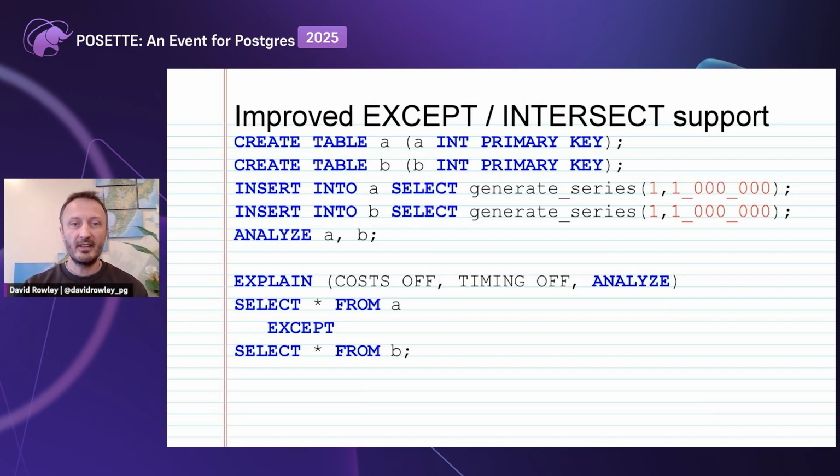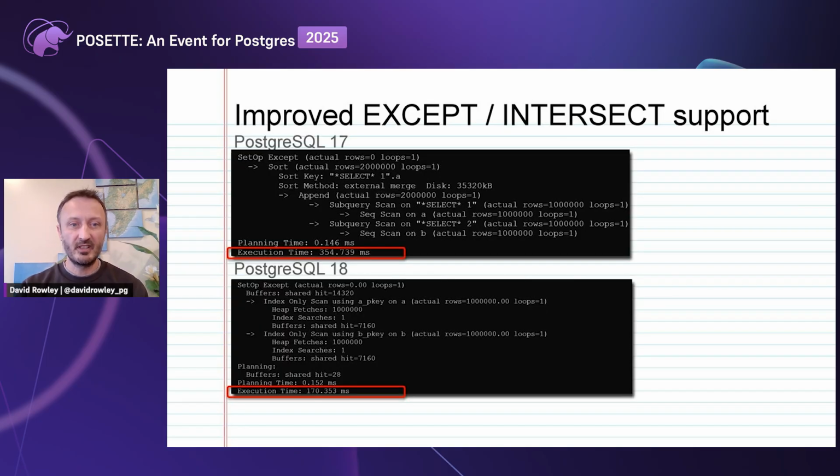So let's look at an example of what's actually changed here. I've deviated from the parts table slightly, and I have a table A and a table B, which I'm going to insert 1 million records into each of. I'm going to run ANALYZE to gather some statistics so that the planner can make some informed decisions about how to execute this. And then I'm going to run select star from A, EXCEPT select star from B. So basically, give me all the records in A, subtracting the matching records from B. And let's look at how that has been executed.